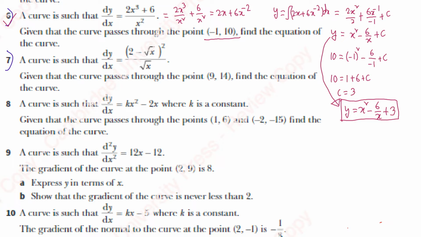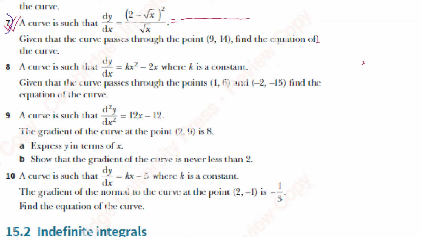We need to apply here the formula a minus b whole squared, which gives us a squared minus 2ab plus b squared.